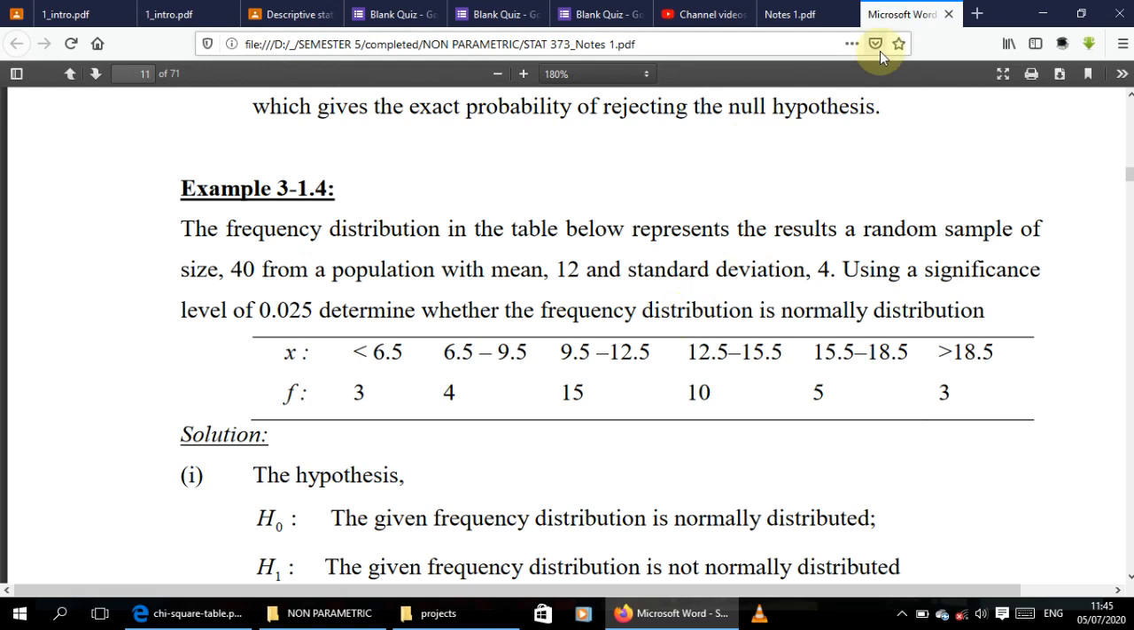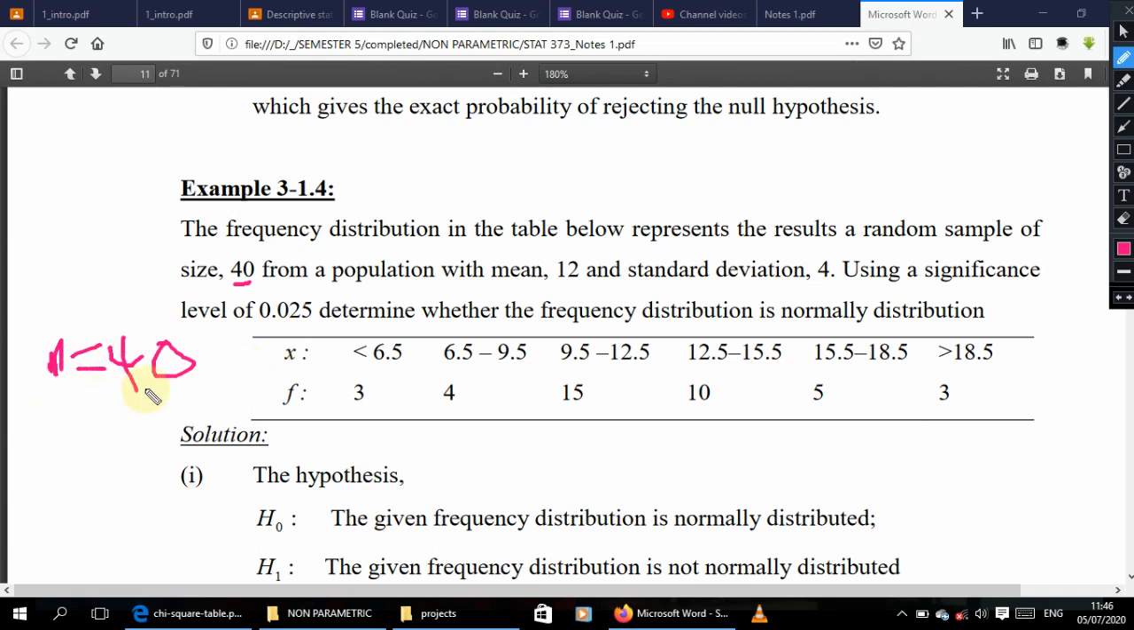Okay, so what happened is that there was some random experiment, and then the population of size 40. So here our n is 40. All right, our n is equal to 40. Now this is our mu, and this is our standard deviation, right?